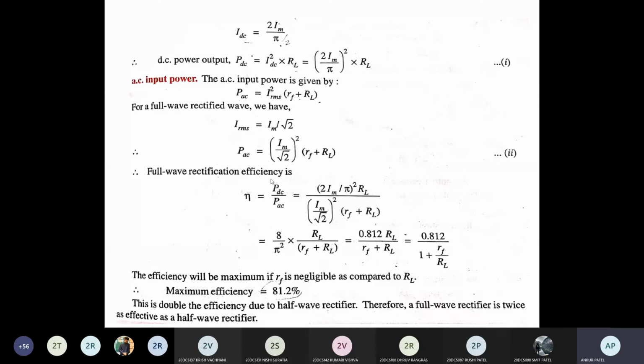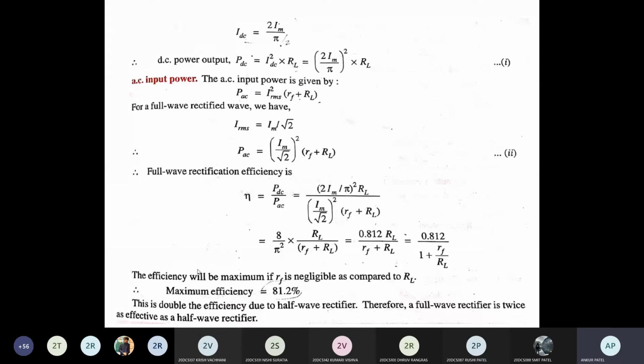So the full wave rectifier efficiency is PDC upon PAC. PDC is equal to 2 Im by pi whole square into RL, divided by in bracket Im by root 2 whole square into RF plus RL. This equals 8 upon pi square into RL divided by RF plus RL. So we get 0.812 RL divided by RF plus RL. By rearranging the equation, we have 0.812 upon 1 plus RF by RL.